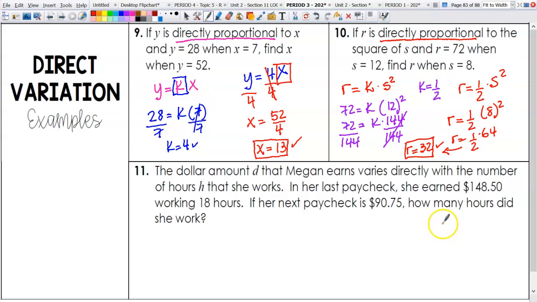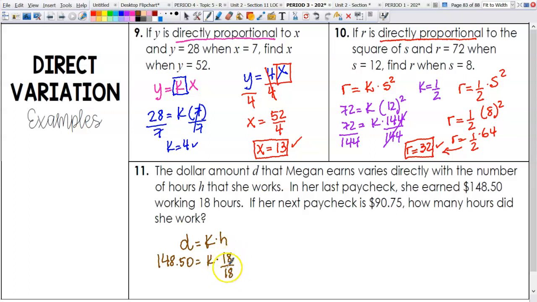Okay, so next one, the dollar amount D that Megan earned varies directly with the number of hours that she worked, right? So in this case, the D takes the place of the Y, and the H takes the place of the X, right? And they say she earned $148.50. We are looking for K, and she worked 18 hours.